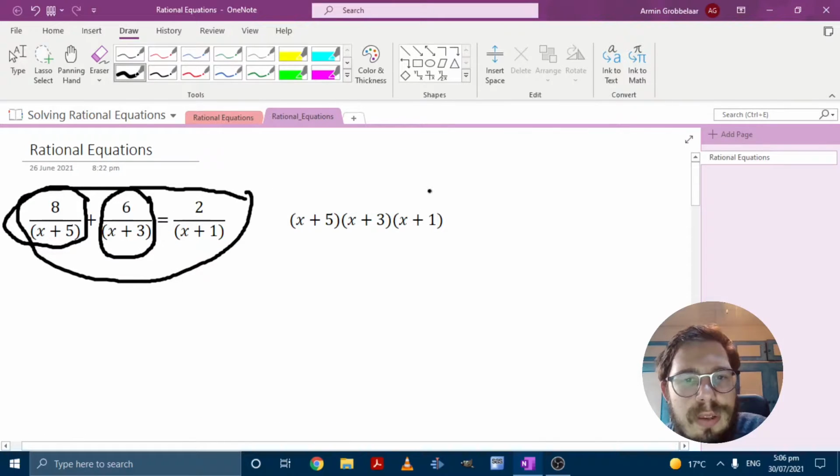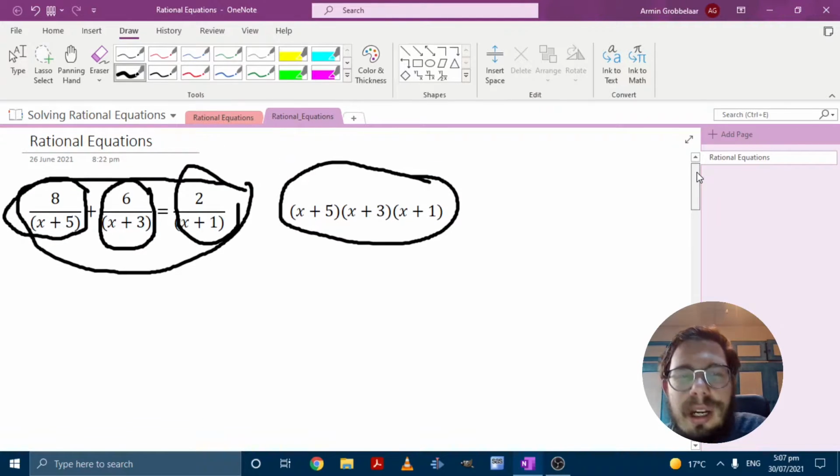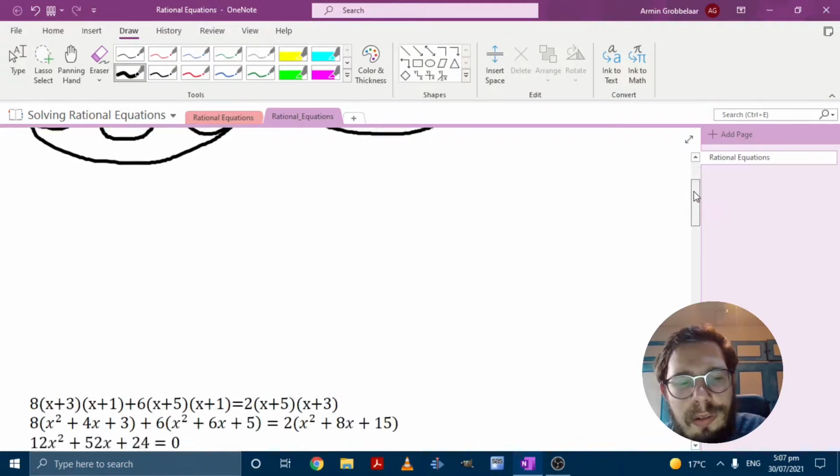Because remember, you're going to have to multiply each term by this term here. And then the x plus 5 is going to cancel out in the first term, so you're left with x plus 3 and x plus 1. Then if you multiply the second term by this long term, the x plus 3 is going to cancel out, and you're left with x plus 5 and x plus 1. And then the last term here, if you multiply it by this long term, the x plus 1 and the x plus 1 are going to cancel out, and you're left with x plus 5 and x plus 3. So I'll leave the video that I explained this in the cards above.